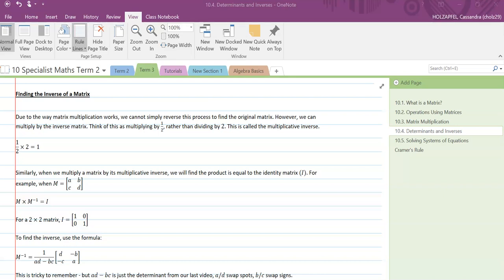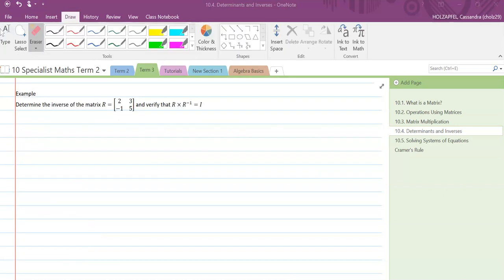Let's go ahead now and do an example. Determine the inverse of the matrix R equal to 2, 3, negative 1, 5, and verify that R multiplied by its multiplicative inverse is equal to the identity matrix.